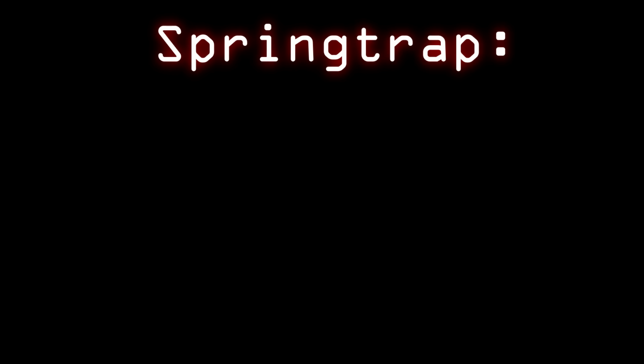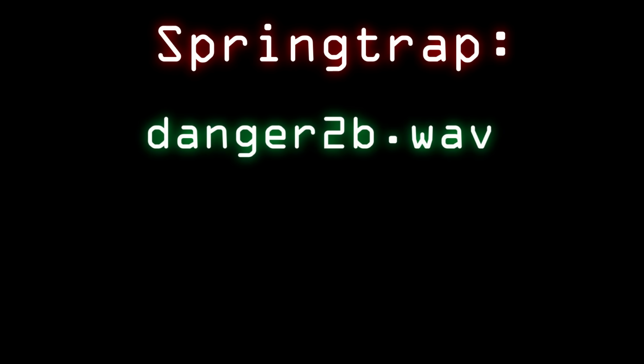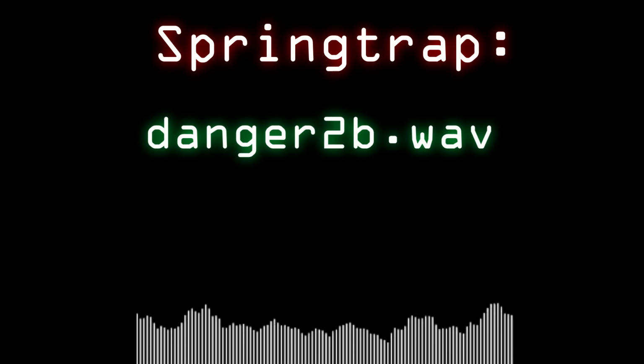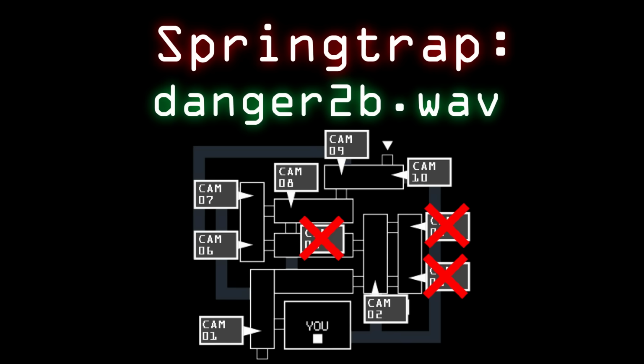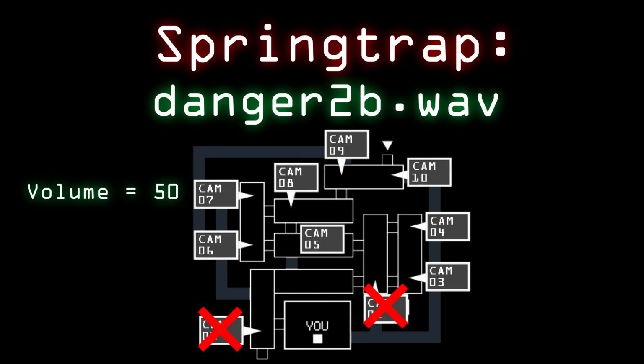Another trick is the Springtrap nearby sound, referred to as danger2b.wav, which plays throughout the night on channel 10 of the sound channels. If Springtrap isn't in cam 5 or lower, it is played but just muted. However, if he's in camera 5, 4 or 3, channel 10's volume is set to 50. If he's in camera 2 or any of the attack stages, the channel's volume is turned up to the maximum.